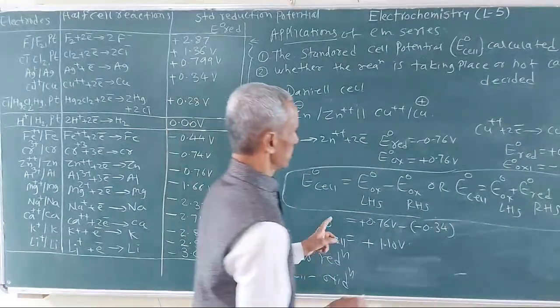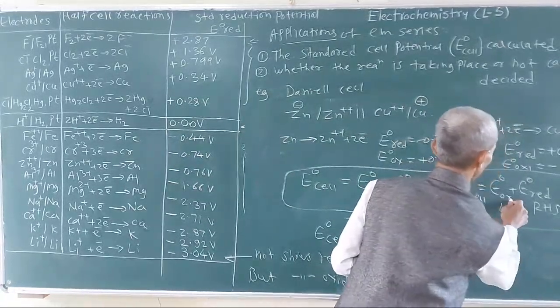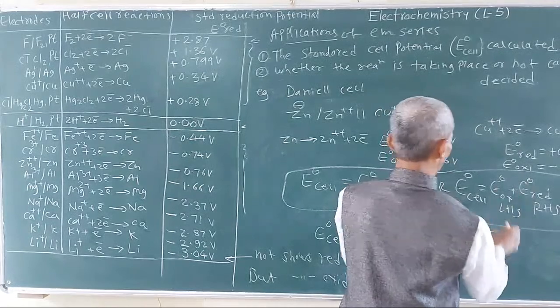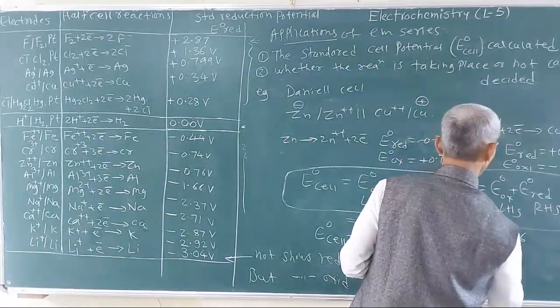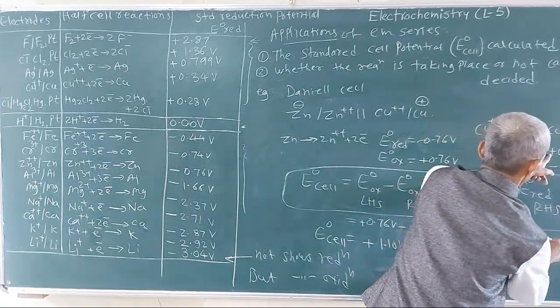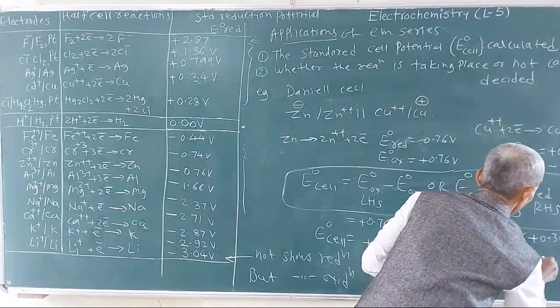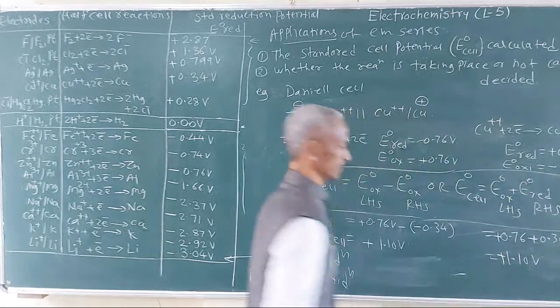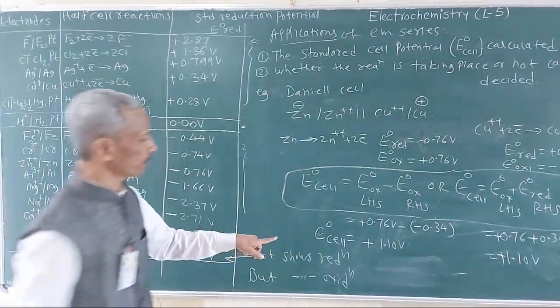Here, this can also be the E0 oxidation of the left hand side, that is 0.76 volts as usual, plus reduction potential is 0.34 volts, and this is equal to 1.10 volts. Anyway, we can use either one. So what do we get from this?